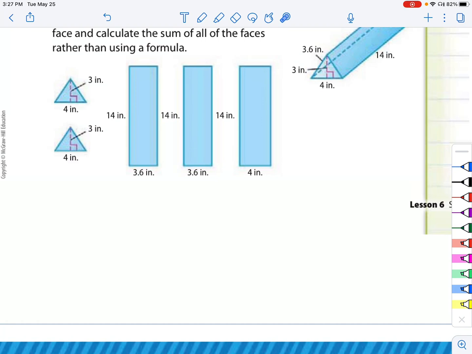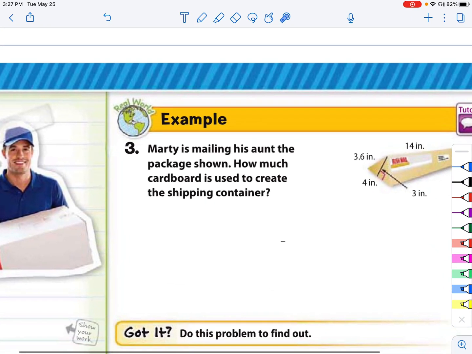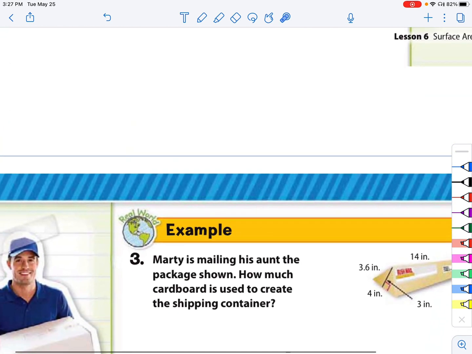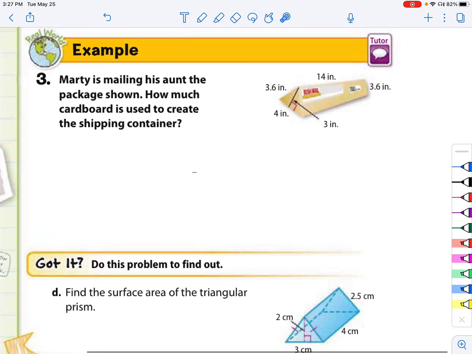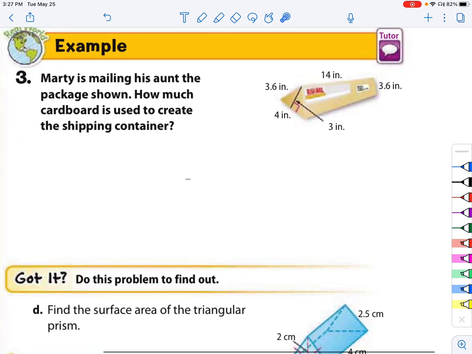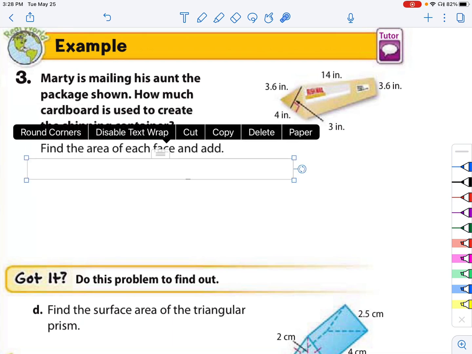Let's do example number 3. See if you understand what I just told you. Marty is mailing his aunt the package shown. How much cardboard is used to create the shipping container? Again, it is a triangular prism. Remember what we need to do. We need to find the area of the 2 bases, that one multiplied by 2, and find the area of the 3 rectangles. So find the area of each face, and we need to add.